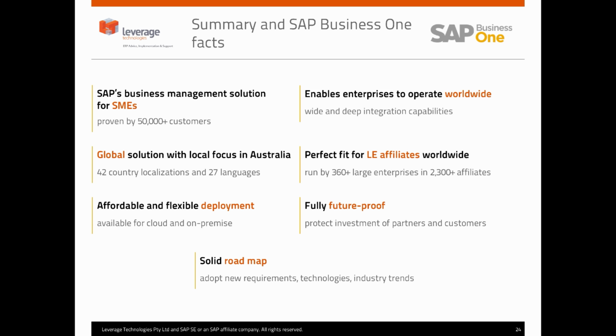So let's set the record straight. SAP Business One is a core component of SAP's product strategy. It has been proven by more than 50,000 customers all around the world. It is a global solution, and of course, we have a local focus in Australia through partners such as ourselves, Leverage Technologies, with the Australian localization.